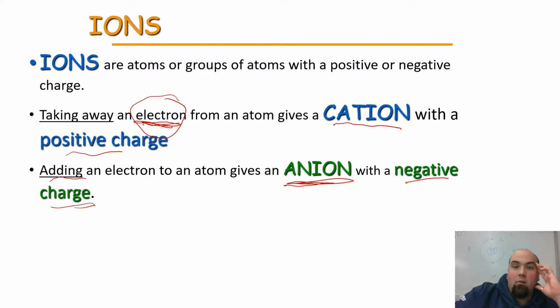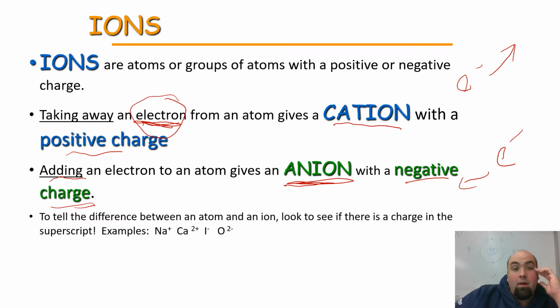So if we're taking away electrons, if they're leaving, now you have more protons than electrons, so it's a positive charge. And if you're adding electrons, then you're getting a negative charge. Okay? And we write these differently.